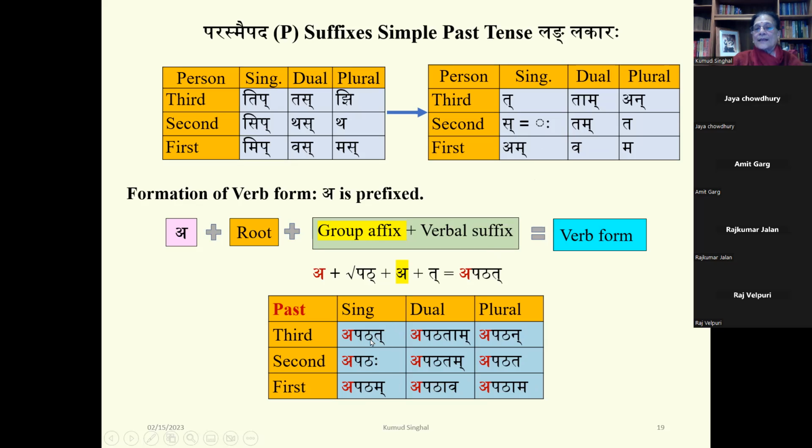So a pathat, he or she read. Those two read. They all read. You read. You two read. You all read. So these are all past tense forms. A pathat, a pathatam, a pathan, a pathah, a pathatam, a pathata, a patham, a pathava, a pathama. So one way to recognize that it is a past tense form is that it will always be prefixed with the vowel a.